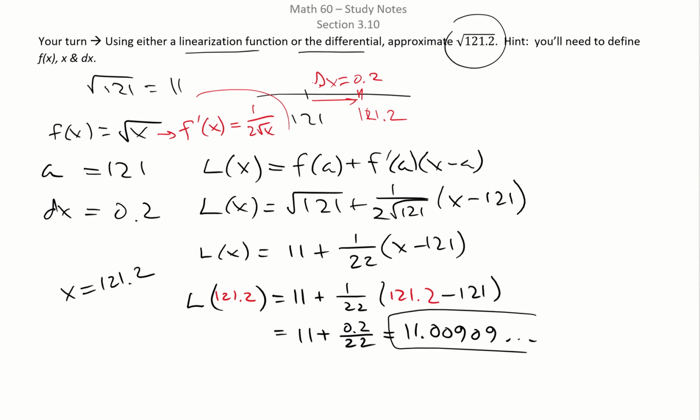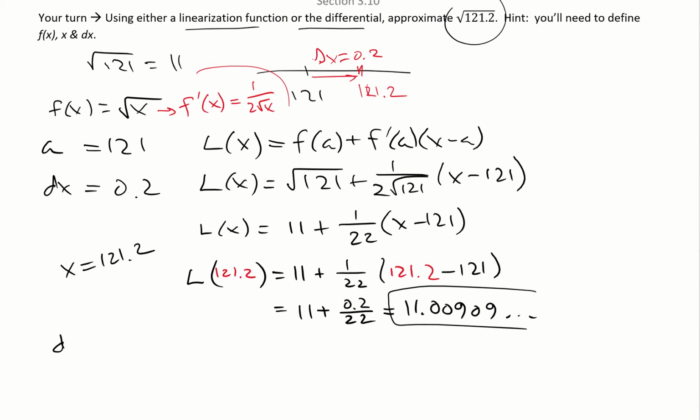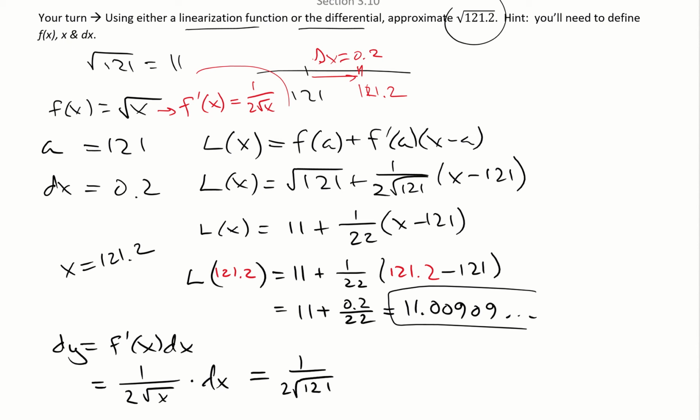Okay. If you decide to use the differential, dy is equal to f prime of x dx. For this problem, it's 1 over 2 radical x times dx. For these numbers, it's 1 over 2 radical 121 times 0.2. So it's really that 0.2 over 22. It's this portion of the linearization right there.